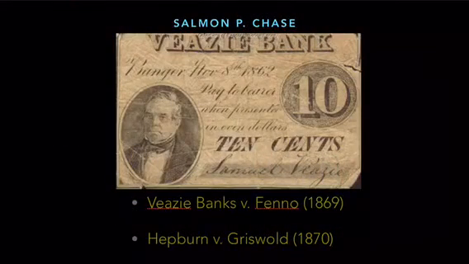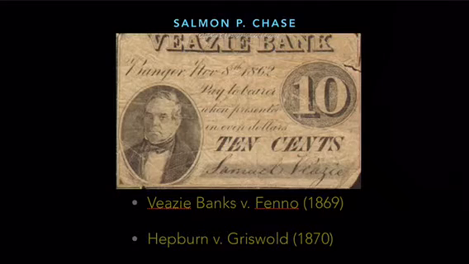One case that Salmon P. Chase was involved in was Veazie Bank v. Fenno in 1869. Salmon Chase was a part of the majority opinion which stated that Congress had the power to pass the Act on July 13, 1866. This imposed a 10% tax on notes of state banks and state associations.